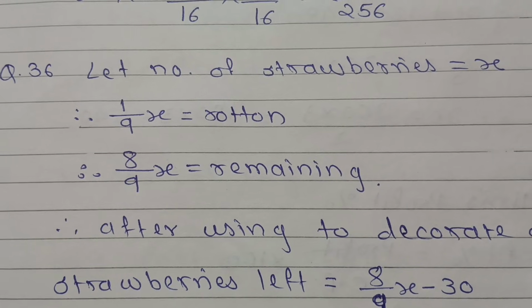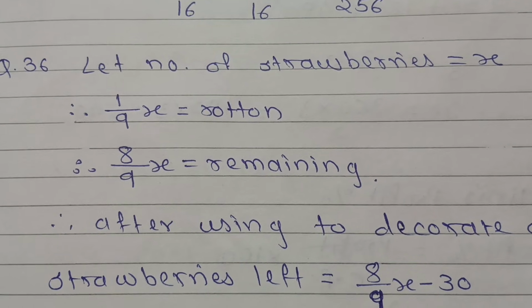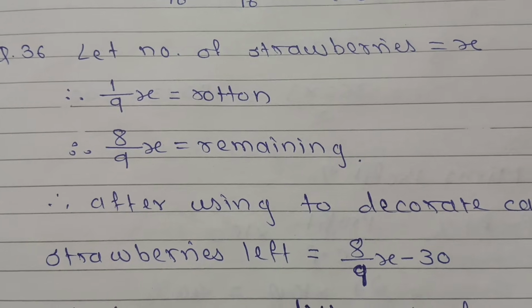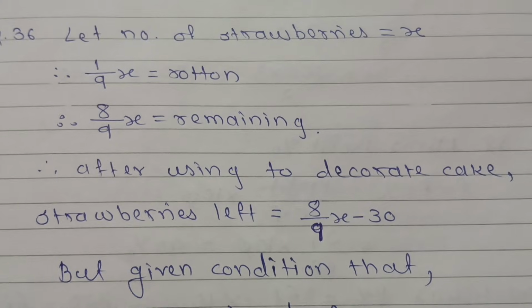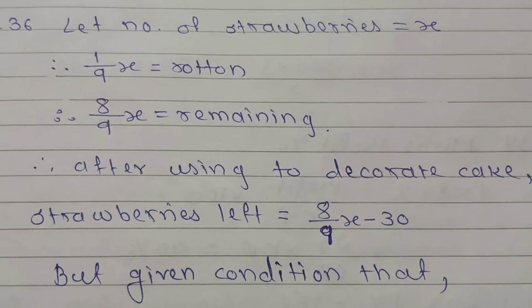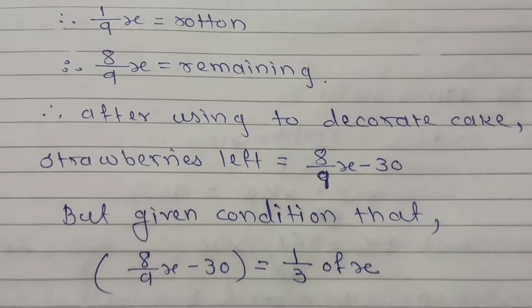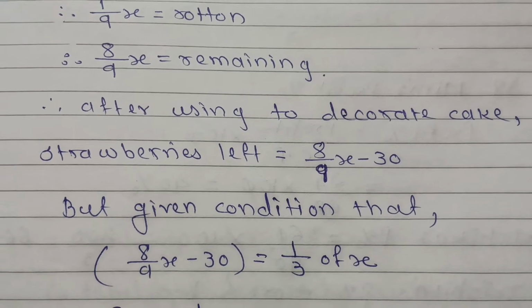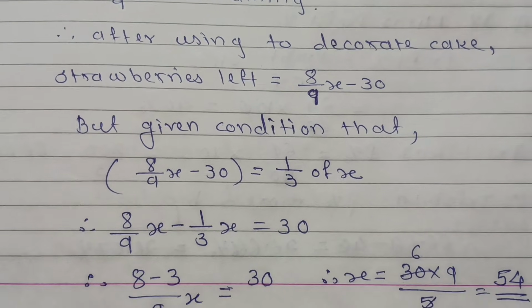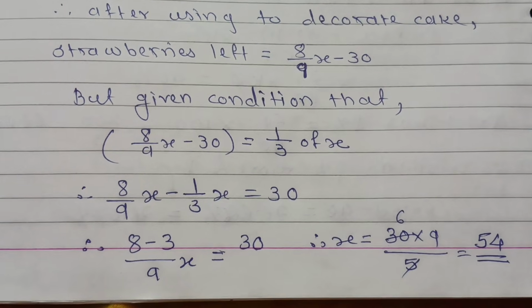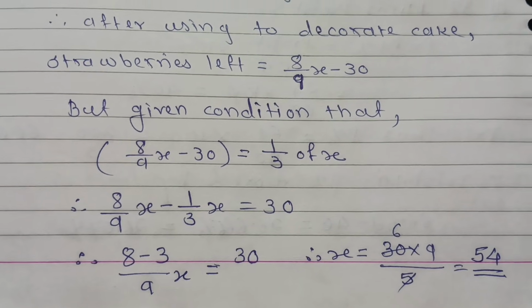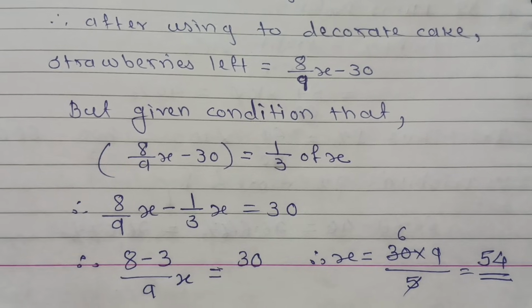Let the number of strawberries bought by Nisha be x. So 1/9 of x are rotten, which means 8 by 9 x will be remaining. After using 30 to decorate the cake, the strawberries left are equal to 8 by 9 x minus 30, because she used 30 strawberries for decoration. But the given condition is that the left strawberries are 1/3 of the total. Hence, after putting the values and solving this equation, we get the value of x as 54. Hence, she bought 54 strawberries at first. Option C.